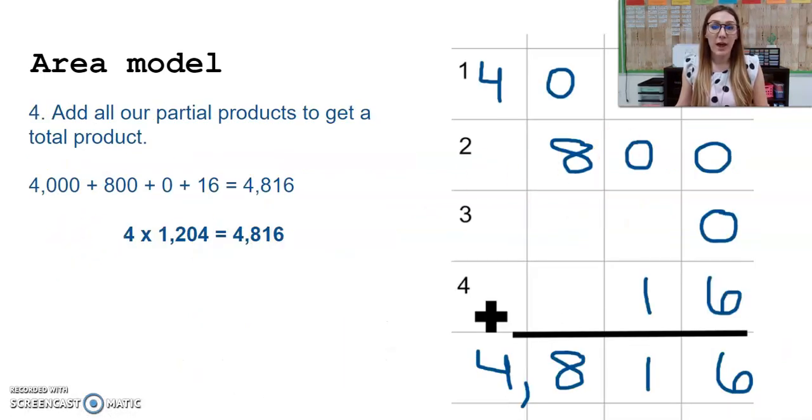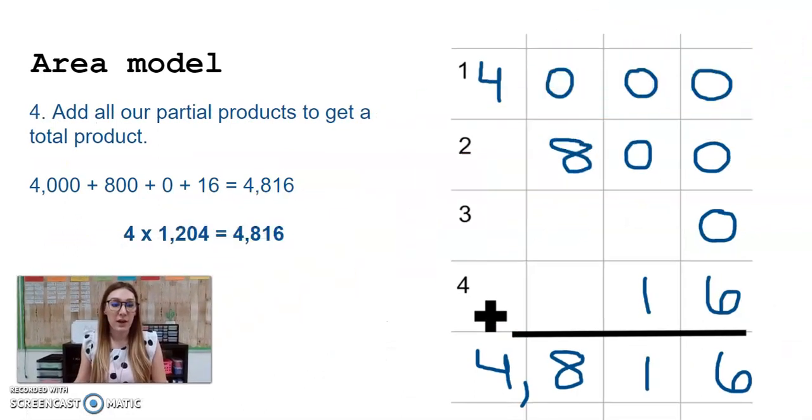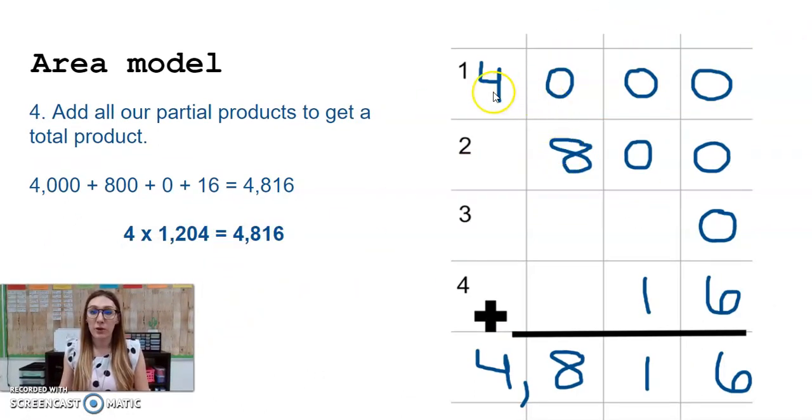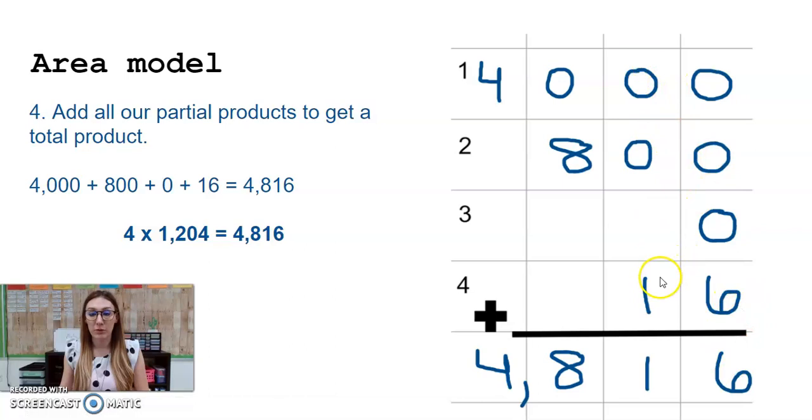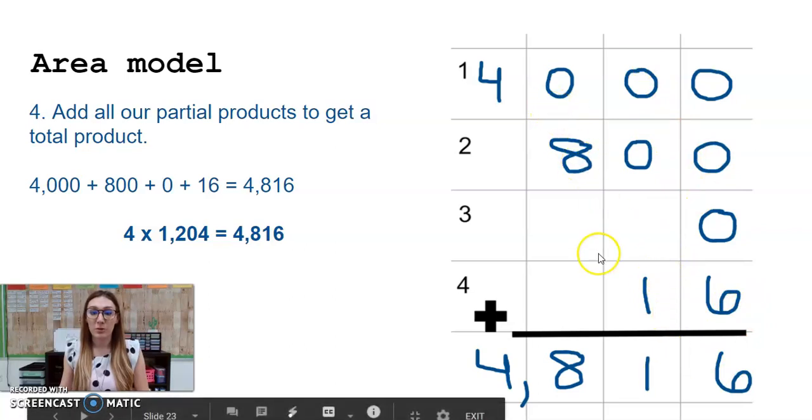Then I'm going to add our partial products to get a total product. I'm going to make sure that I line up my place values, and then add. So 0 plus 0 plus 0 plus 6 gives me 6. 0 plus 0 plus nothing plus 1 gives me 1. 0 plus 8 gives me 8. 4 plus nothing gives me 4, for a total product of 4,816.